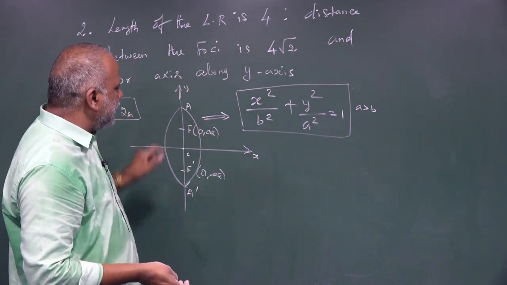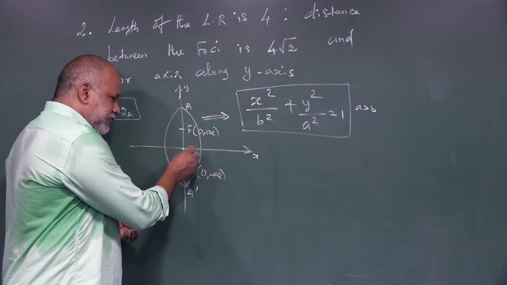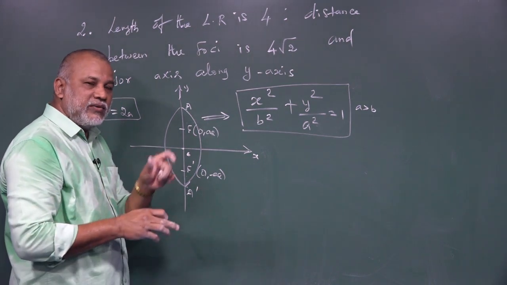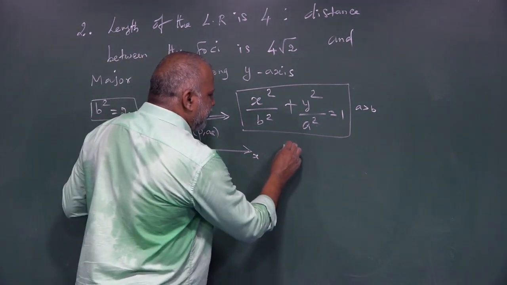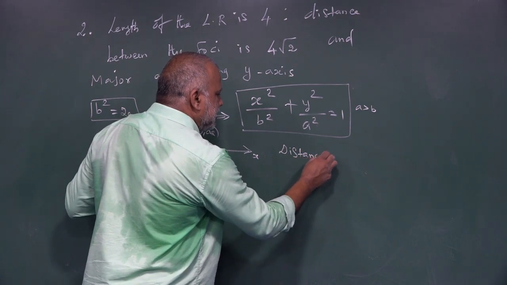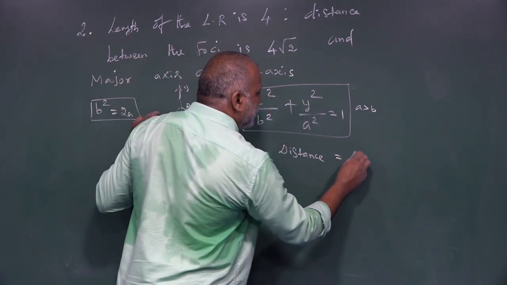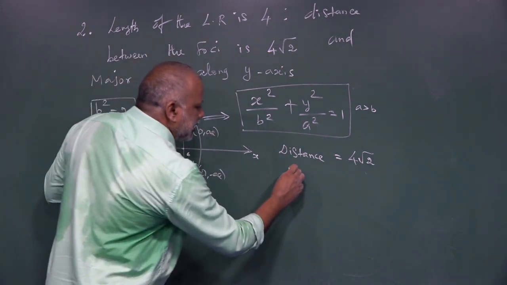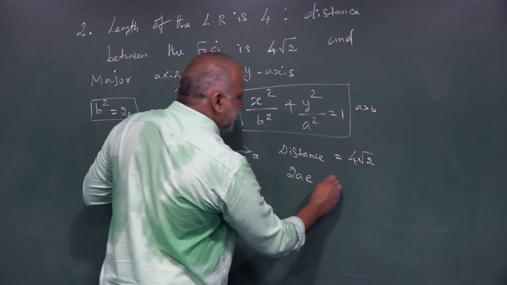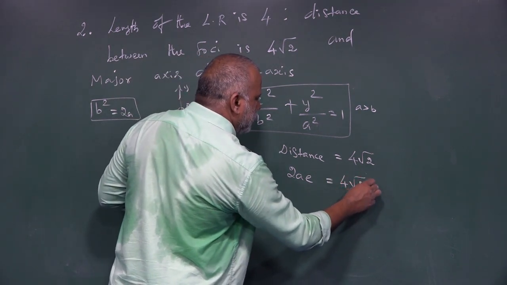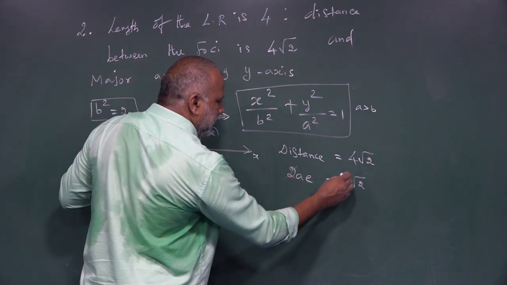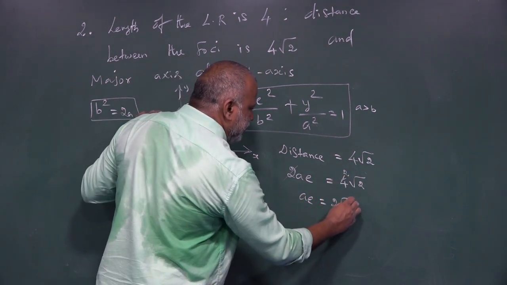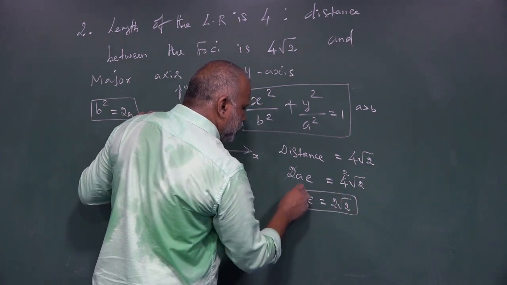See, the distance between the foci. What is the distance between these two? From the center, F is AE and F dash is AE. Distance is always taken as positive. So the distance between the foci equals, what is the value? 4 root 2. As per the given data, the distance between the foci is denoted by 2 times AE. 2 times AE equal to 4 root 2. We can remove this 2 and 4, so that AE equal to 2 root 2.